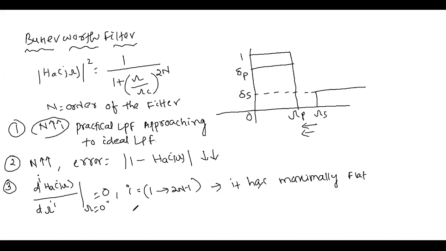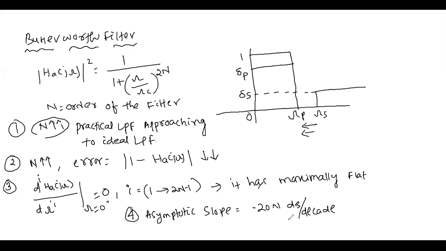And the last point we discussed yesterday, that is the asymptotic slope. This asymptotic slope equals minus 20n dB per decade. You all people know what that is: if omega is increased by a factor of 10, then the characteristic will go down by 20n dB. Yes or not? This is the asymptotic slope. Up to this point, all people clear?